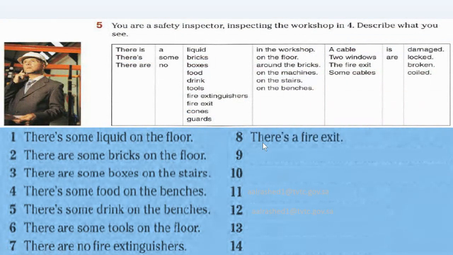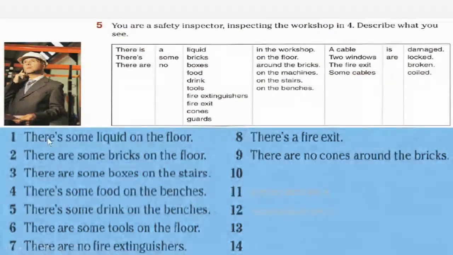There are no cones. This is the negative. Look at number one. I want to put a negative. Instead of there is some liquid, I would use no: there is no liquid. So no replaces a and some. There are no, there is no.